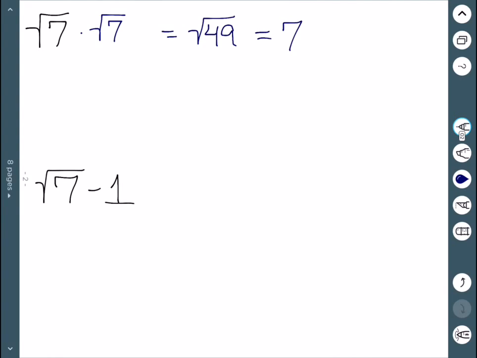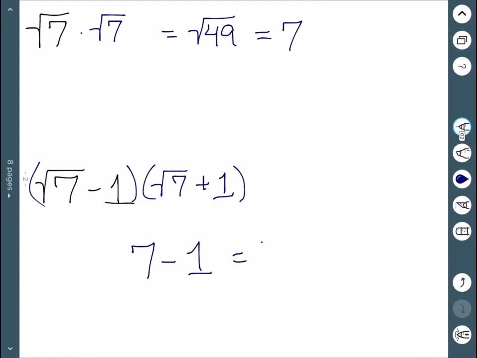Whenever we have an addition or a subtraction situation, we're going to multiply by the exact same thing, only changing the sign in the middle. So this was the square root of 7 minus 1. I'm going to multiply by the square root of 7 plus 1. Since the only difference is the sign, whenever we multiply these out, we can just square the first one minus square the last one. So this would actually give us 6.